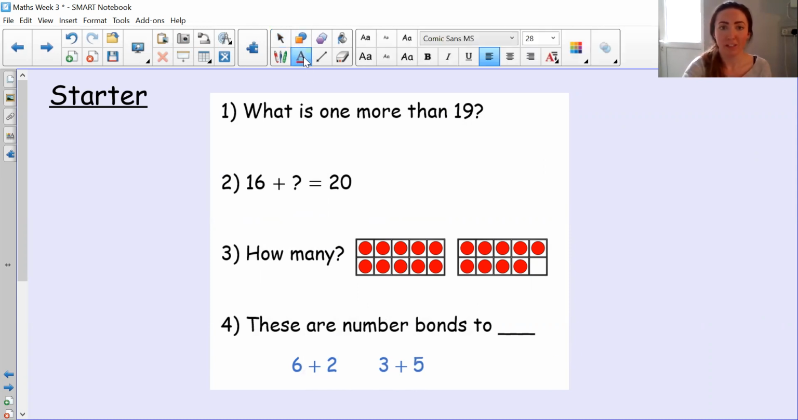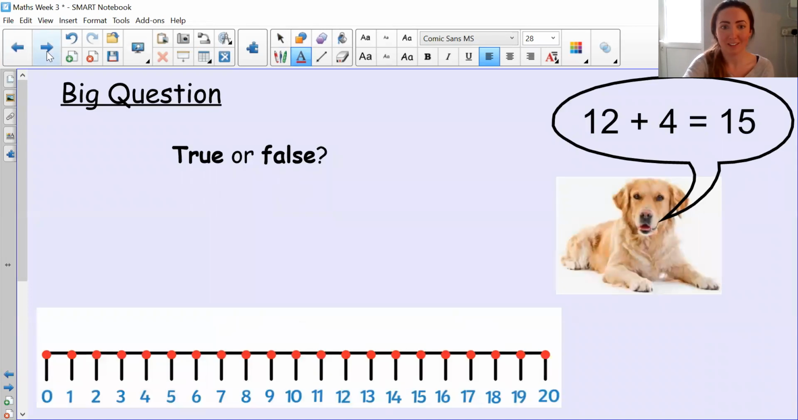So let's go over our answers. Number 1, what is 1 more than 19? 20. Number 2, 16 add what equals 20? 16 add 4 equals 20. And how many in the 10 frames? Have 10 and 9 more, 19. And then these are both number bonds to 8. Well done if you got those all right.